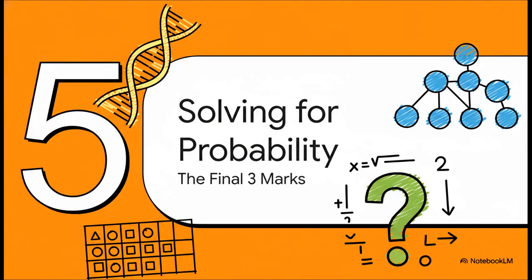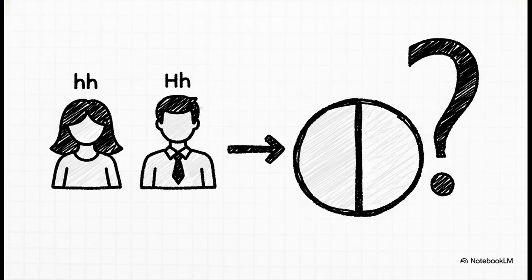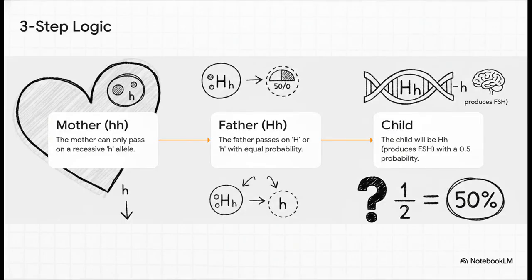We are on the home stretch now, the final 3 marks of the question. We're sticking with genetics, but adding a little bit of probability. This is another explain question, so again, we need to lay out our reasoning clearly in words. So the scenario is set. The woman has the genotype HH. She has a child with a man who is heterozygous, Hh. The question asks us to explain why there's a 0.5 or a 50% chance their child will be able to produce FSH.